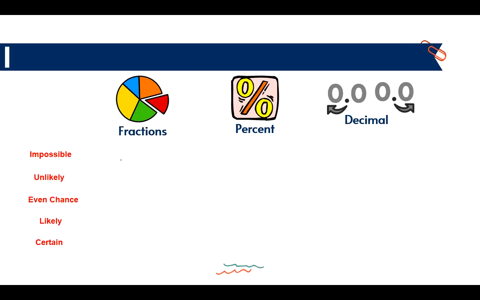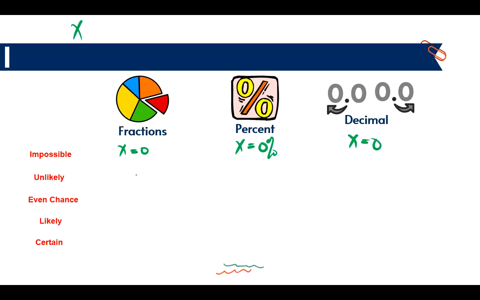Okay, so in mathematical notation, for impossible, let's use x to represent the random variable or the probability of the event. For impossible, x is equal to 0 as a fraction. As a percent, x is equal to 0%. As a decimal, x is equal to 0.